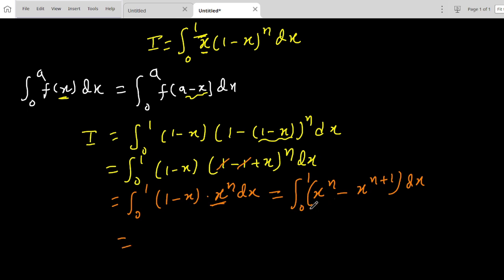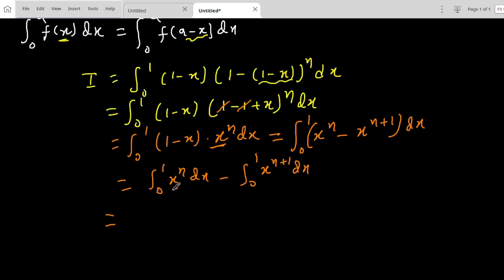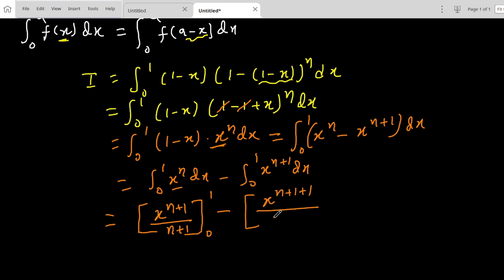Integration will be separated for both the terms. So we will get the integral from 0 to 1 of x to the power n dx minus the integral from 0 to 1 of x to the power n plus 1 dx. So we will use the direct formula for x to the power n. So x to the power n plus 1 by n plus 1, lower limit is 0, upper limit is 1, minus x to the power n plus 2 divided by n plus 2, lower limit is 0, upper limit is 1.